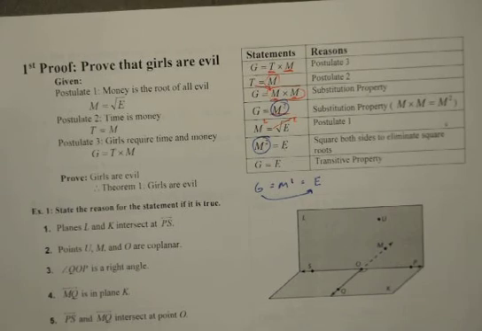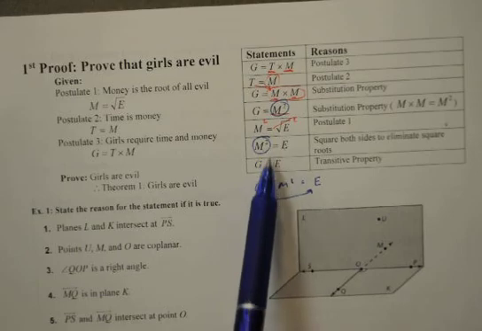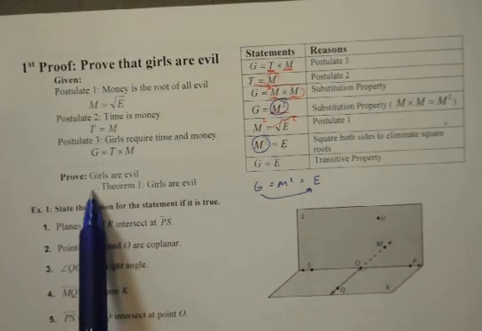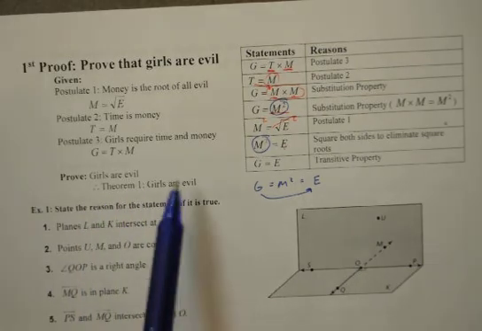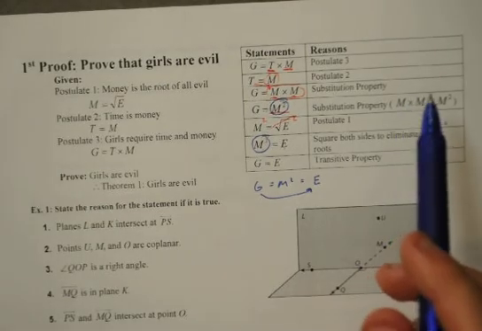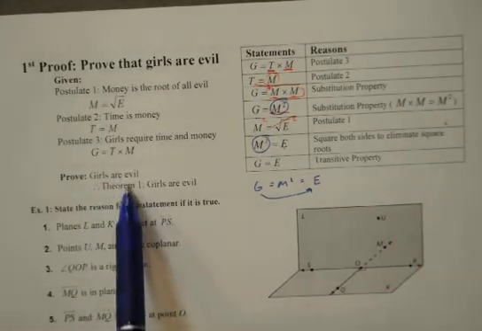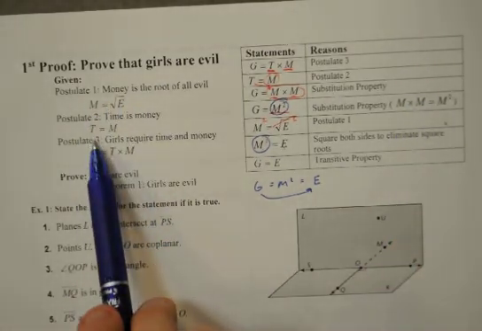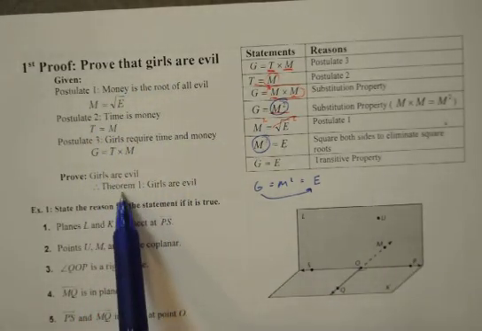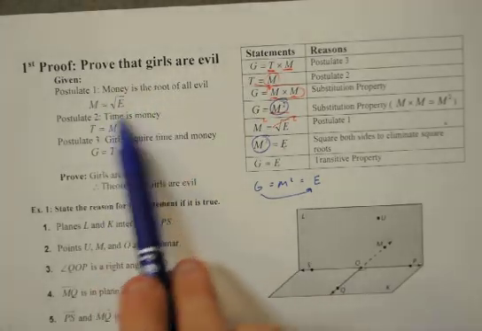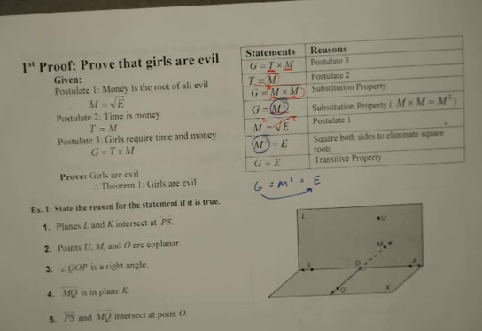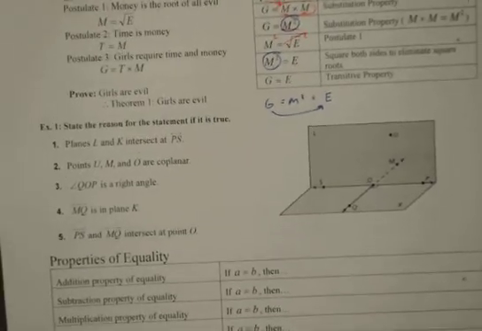So now this is a theorem. We proved it. We used postulates to prove that girls are evil. Therefore, that's what that means. Theorem 1, girls are evil. How do you feel about that? That sounds pretty fun. Now, this is only true if you accept these postulates. If you do not accept these postulates, then this falls apart. You could run this same proof with boys require time and money. So, there you go.